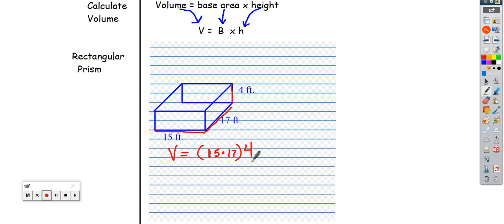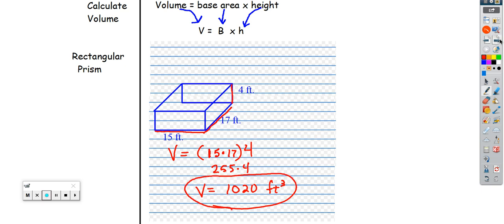Okay, so now we're just going to use our calculator and multiply these out. 15 times 17 is 255 times 4. That gives us that the volume of this figure is 1,020 cubic feet or feet cubed. So that's how many cubes would fit inside of this rectangular prism.